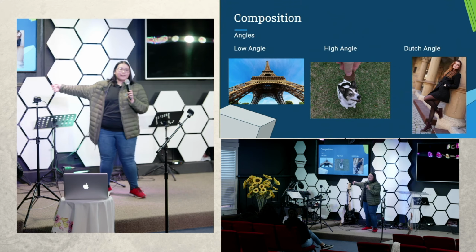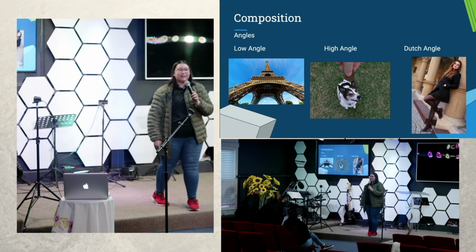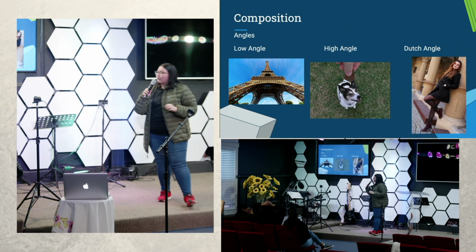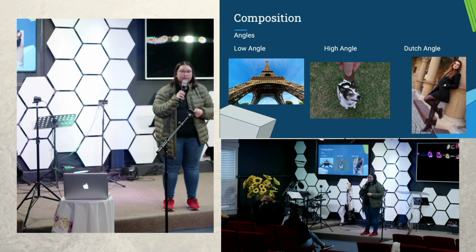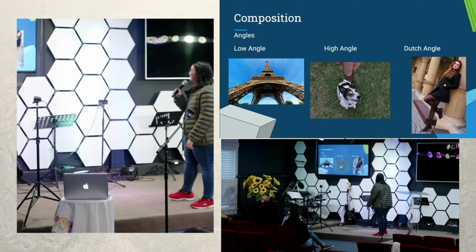So then, how would you take the high angle one? Like that. Dutch angle is like this. How does the dog look there? It looks super small. Like a peasant. Like a pheasant?